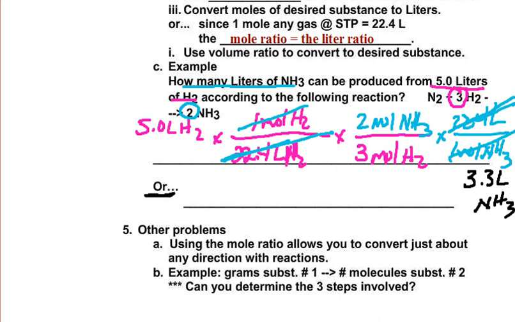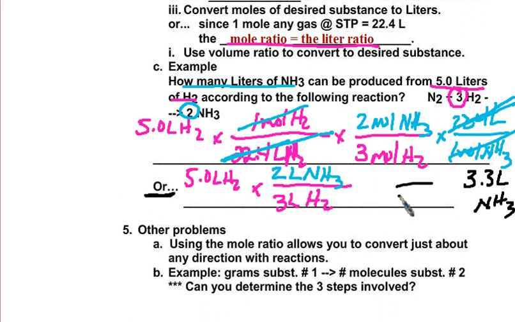Or we do this the other way. We start with our given 5.0 liters of H2. Then, because the mole ratio equals the liter ratio, we can do 3 liters of H2 will equal 2 liters of NH3. And there we are in liters of NH3. 5 times 2 over 3 again equals 3.3 liters of ammonia.